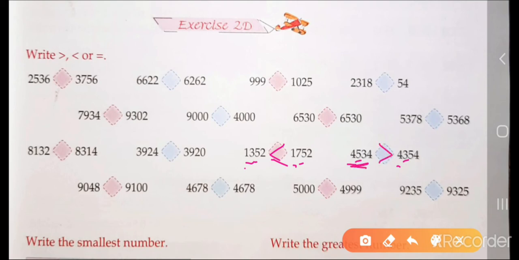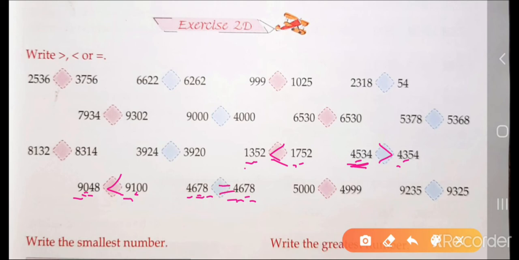Okay. Again in this number, the thousands place 9 is equal, but the hundreds place, here it is 0 and it is 1. Then 1 is greater than 0. So we will put this symbol. Okay. Again in the next question, the thousands place is equal, the hundreds place is also equal 6, and the tens place is also equal, and the ones place is also equal. So both numbers are equal. So we will put this equal sign.